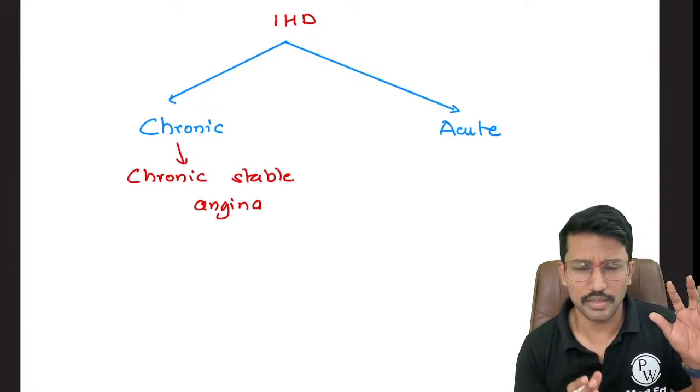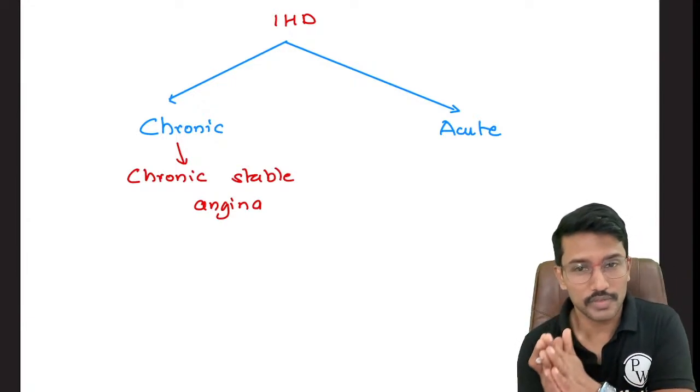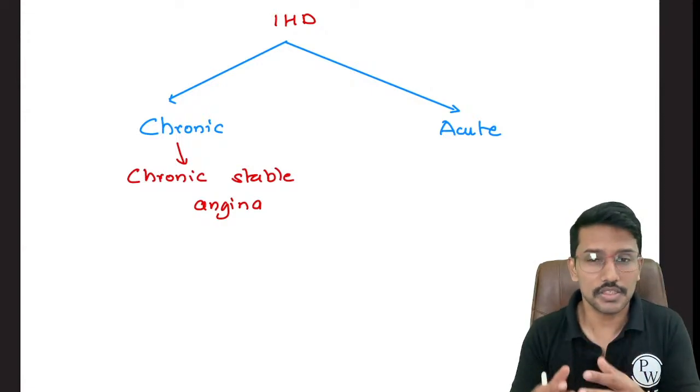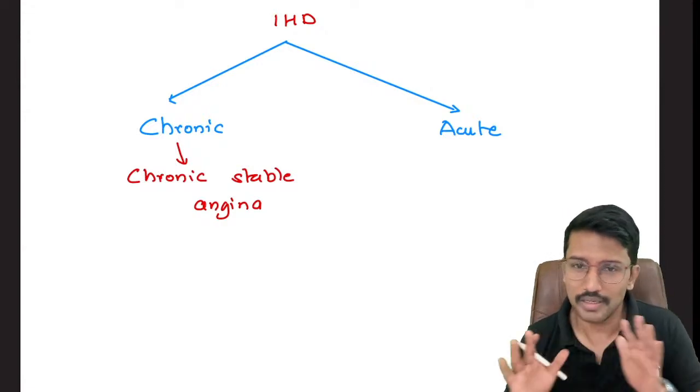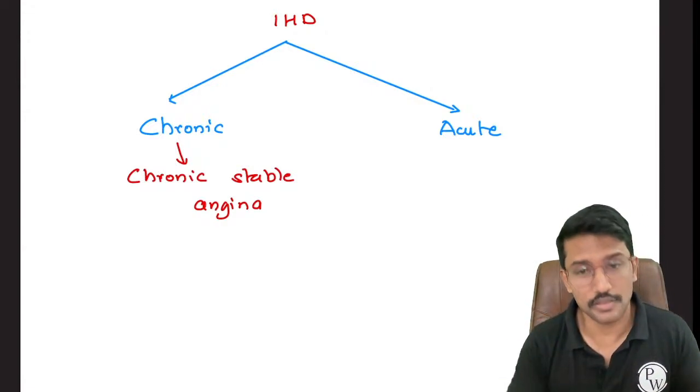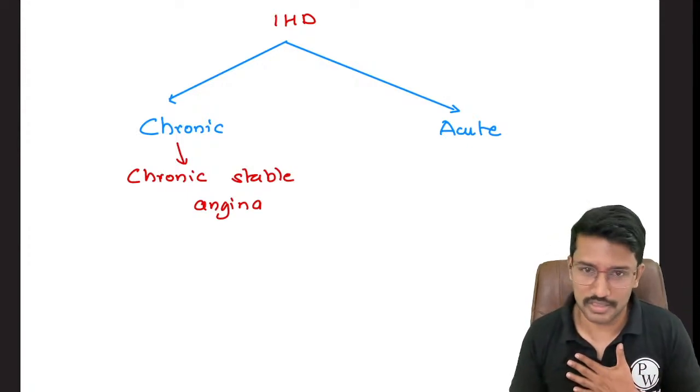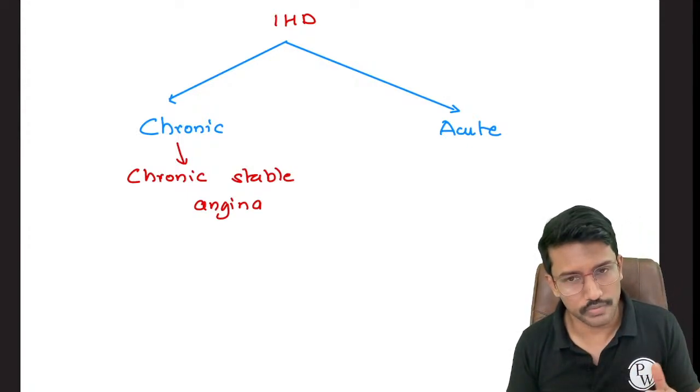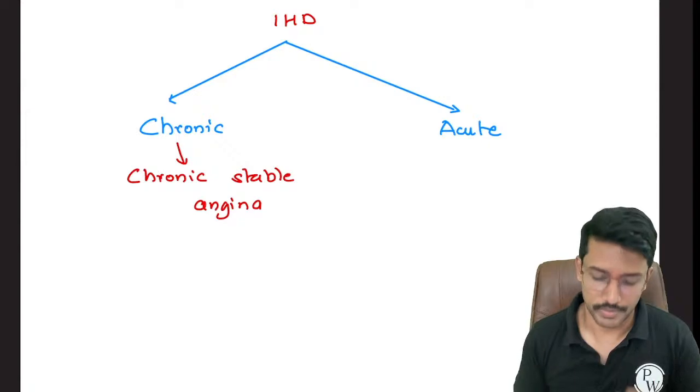So they have a stable plaque and a narrow lumen, and because of the narrow lumen, during exertion their myocardial oxygen demand is not met. At rest, it is met. So they don't have pain at rest. Only when they do some physical activity do they experience the pain. They take rest, the pain goes away, or they take nitrates, the pain goes away.